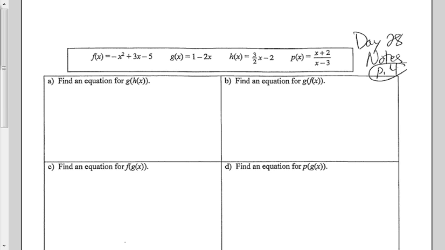Pre-calculus Unit 2, Day 28. This is Part 4. Very similar to what we just did in Part 3. So we have some functions, and we want to take these equations and do the composition of functions using these f of x, g of x, h of x, and p of x.